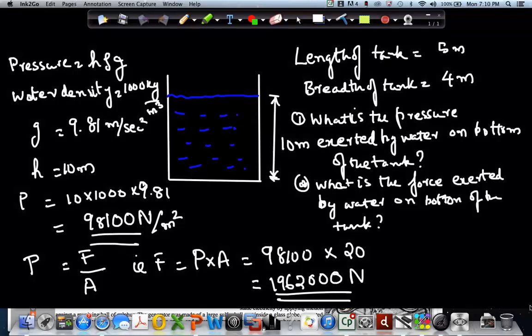Okay. Now, once again, I want to do one more problem, right? So I have a tube like this. I have a tube like this.